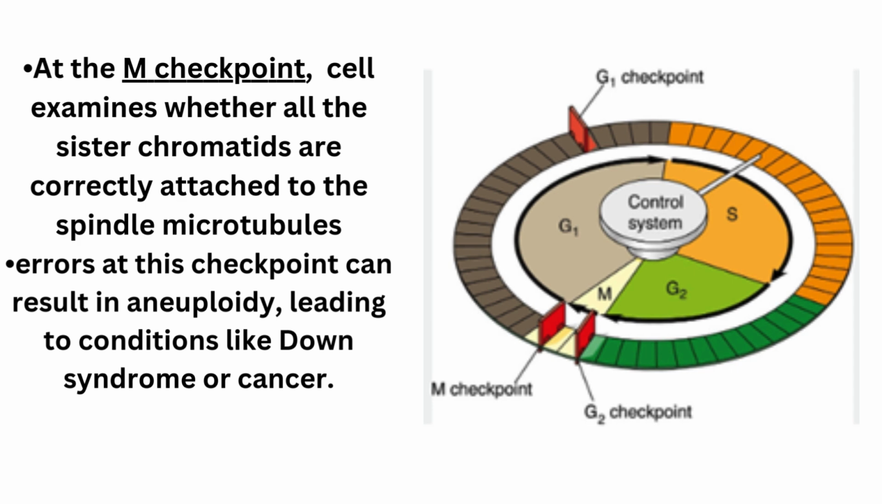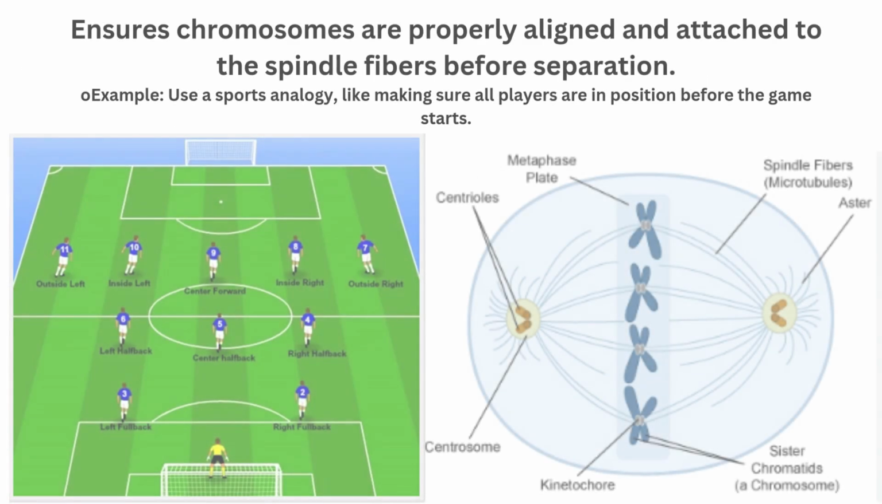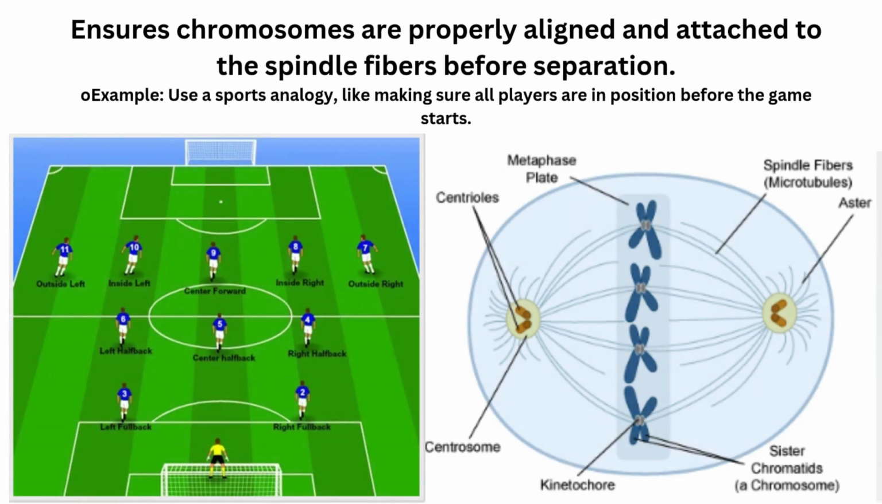The cell cycle will not proceed until all the chromosomes are firmly attached to at least two spindle fibers from opposite poles of the cell. So, this is a very important checkpoint. In this figure we can see that there are sister chromatids that are correctly attached to the spindle microtubules. So this attachment is important in metaphase.